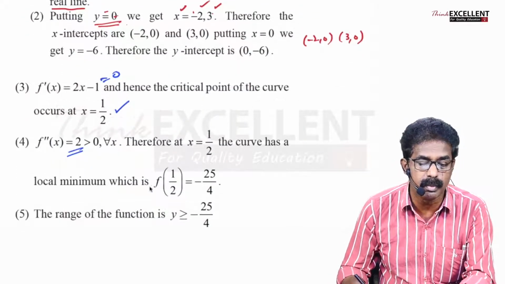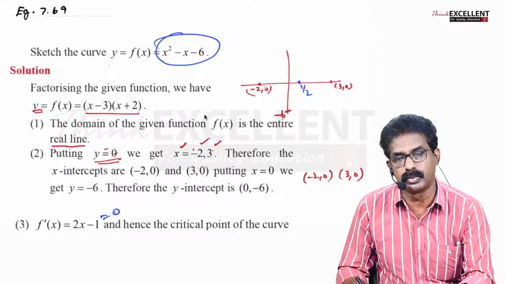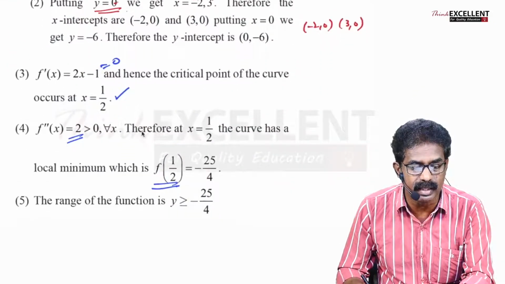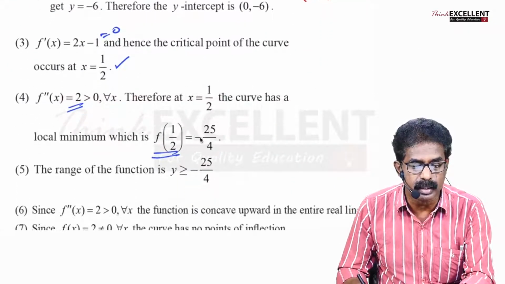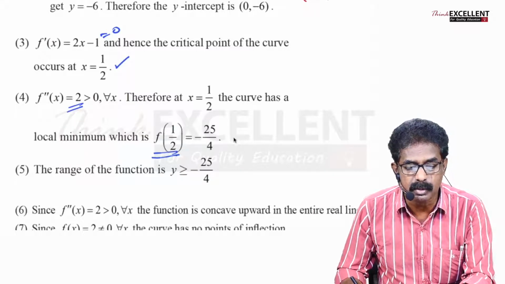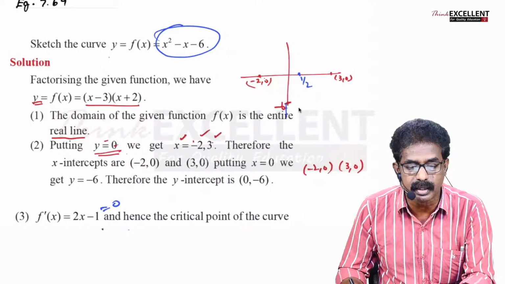How can you find the local minimum value? f of 1 by 2. In the given function, you put 1 by 2. Okay, 1 by 2 square minus 1 by 2 minus 6. You simplify, the calculation part we didn't do here. You are getting minus 25 by 4. So that is minus 6.25, right? Minus 6.25. So it will be slightly below this.